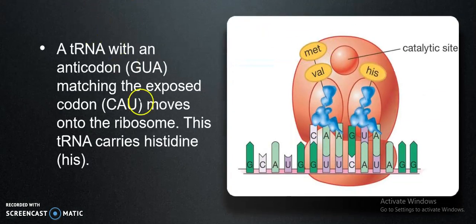A tRNA with an anticodon GUA matching the exposed codon CAU, this one, GUA, matches with the codon CAU, and moves into the ribosome. So this one, GUA, is known as histidine, so it will go against histidine, and the catalytic site will then again hydrolyze and then form a peptide bond. So the new chain would be now methionine, valine, and histidine.